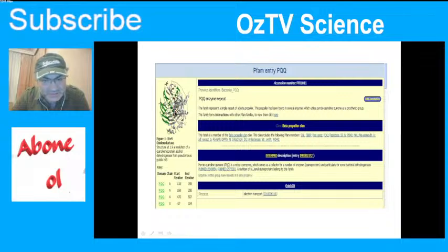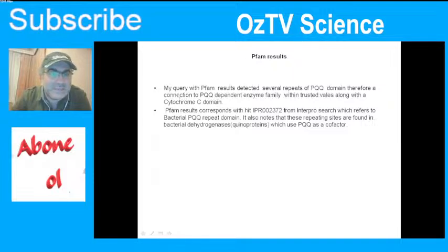Pyrroloquinoline quinone is a redox coenzyme, which serves as a cofactor for a number of enzymes, and particularly for some bacterial dehydrogenases. A number of bacterial proteins belong to this family. Let's continue. FEM results. My query with FEM results detected several repeats of the PQQ domain. Therefore, there is a connection to the PQQ-dependent enzyme family with significant values, along with the cytochrome C domain.